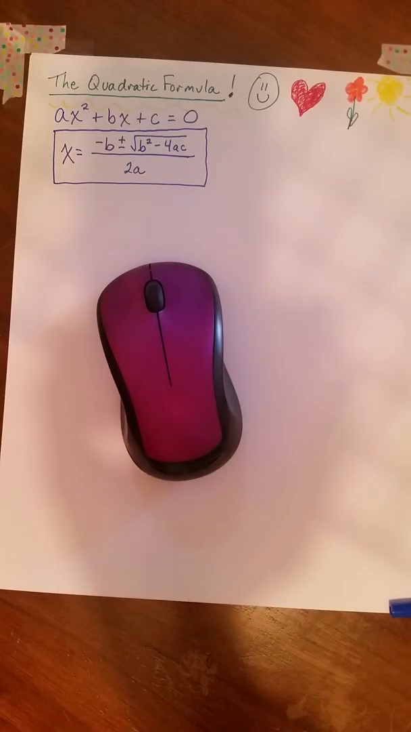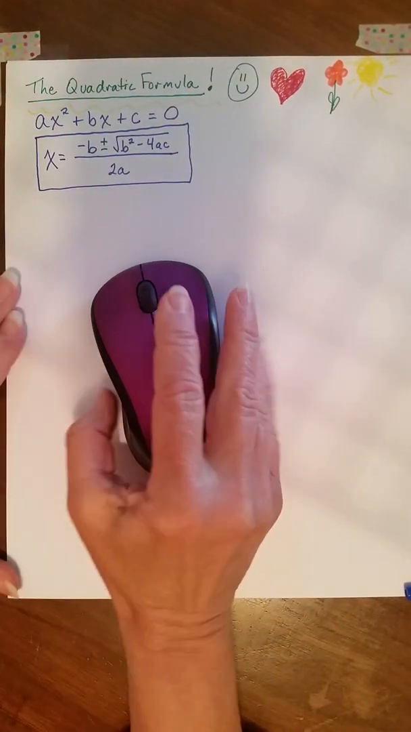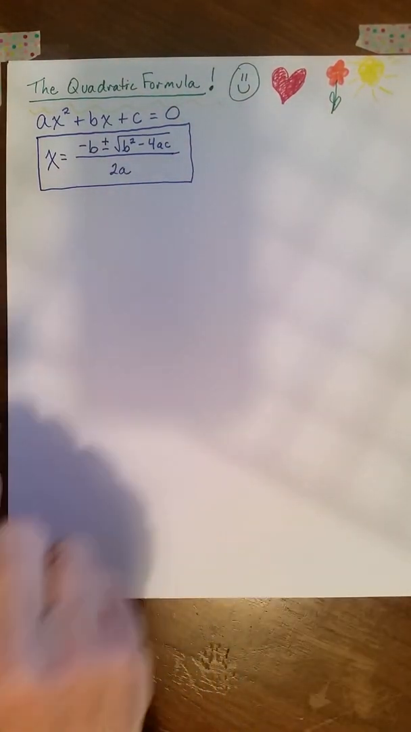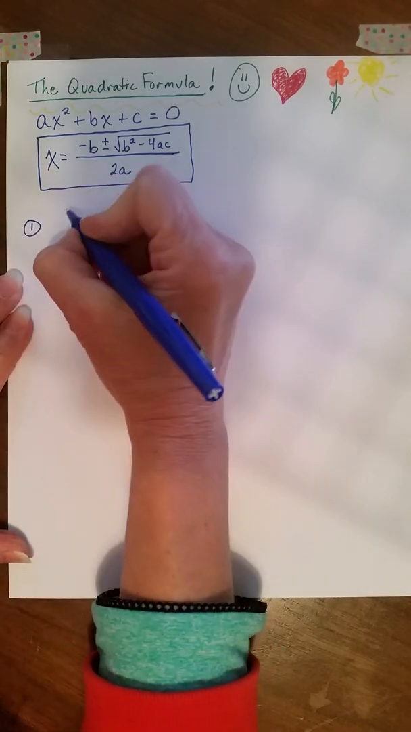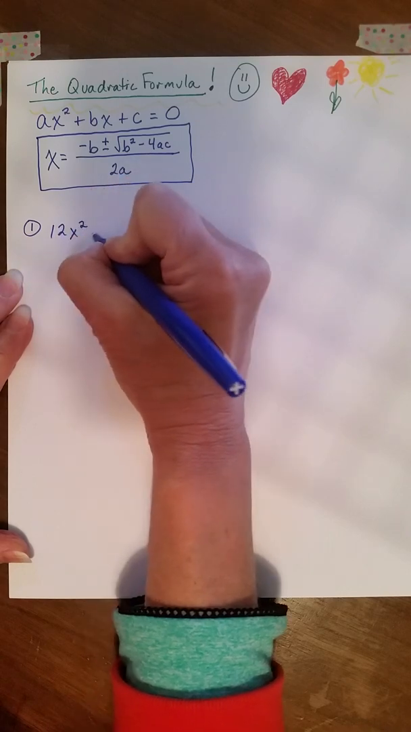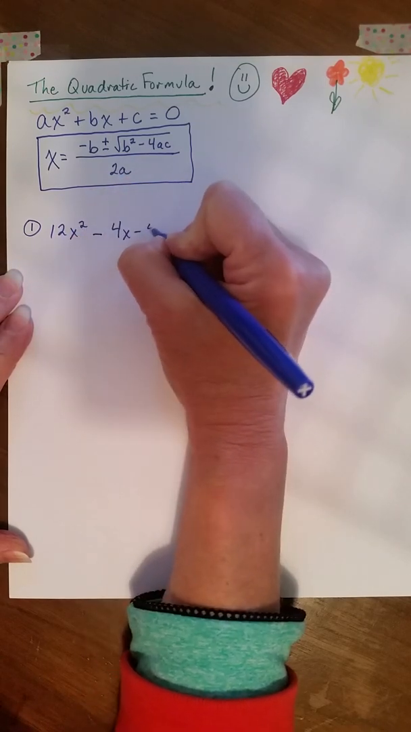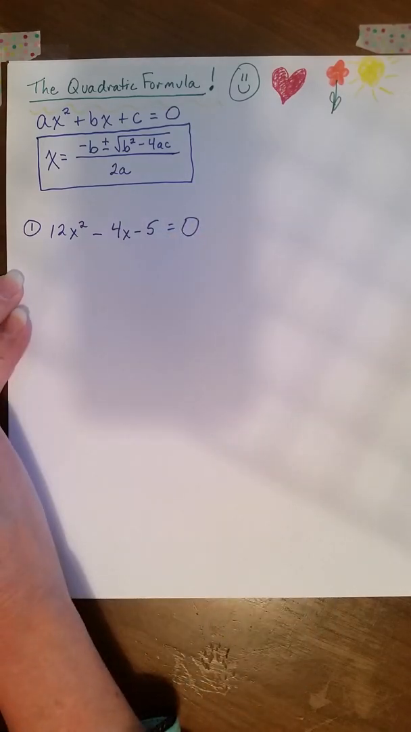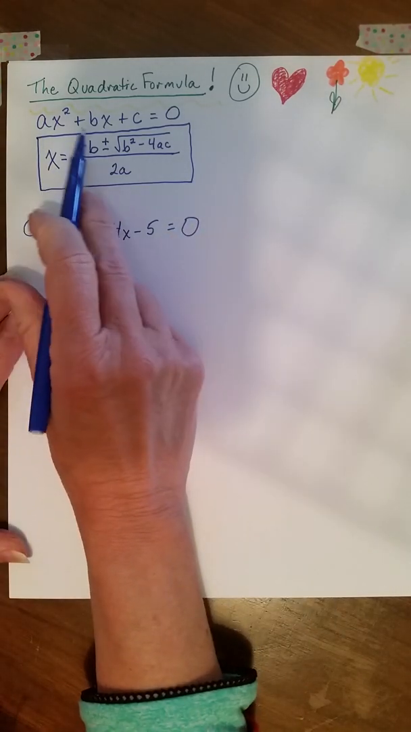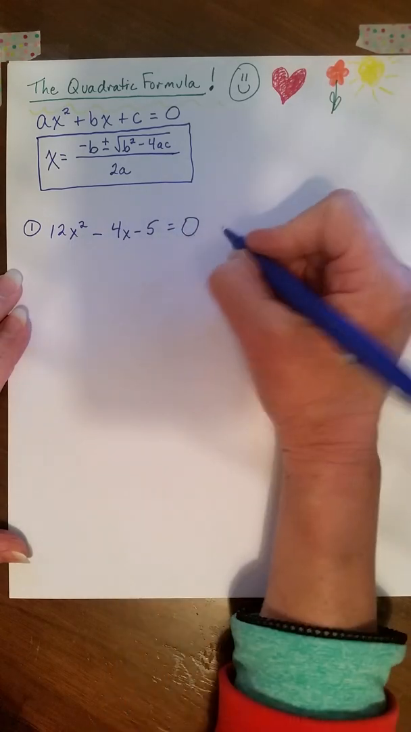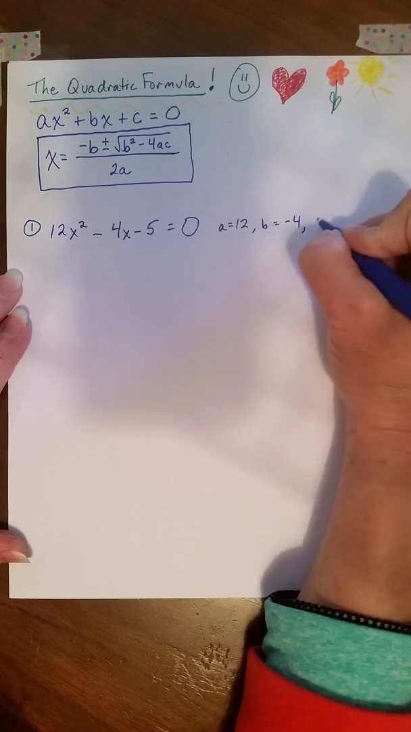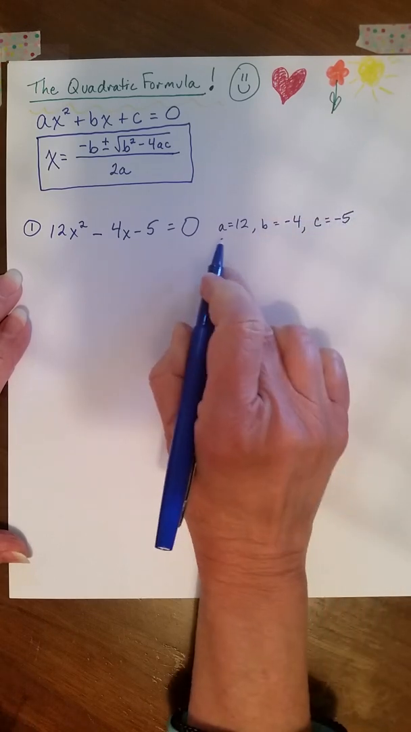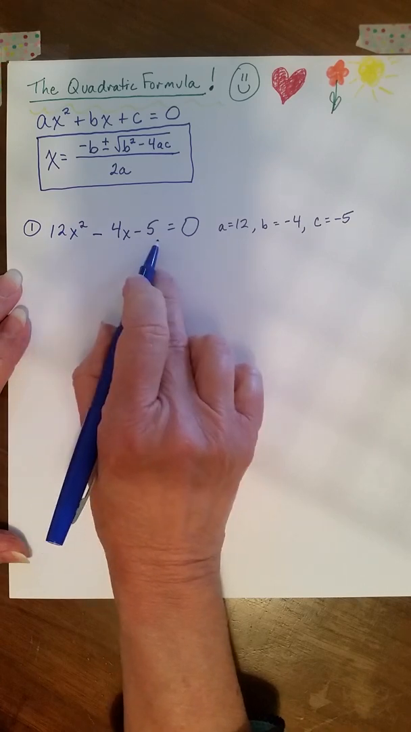Okay, you'll get that. All right, now let's go back to here, and I'm going to show you how this works. So go back to your notes, and let's write down number 1, 12x squared minus 4x minus 5 equals 0. Okay? So now we need a, b, and c. So I know that a is 12, b is negative 4, and c is negative 5. Those are my coefficients a, b, and c.